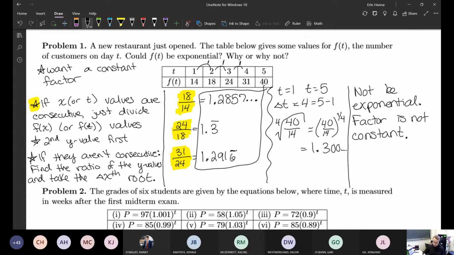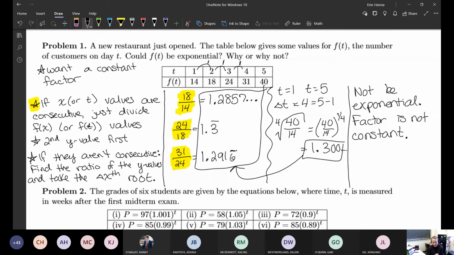And this number is also a number that you would compare to the other factors. So if the x values, the t values, aren't consecutive, you have to take this extra step of taking a root of the ratio. Now that still tells us that it's not exponential because those numbers still don't agree.